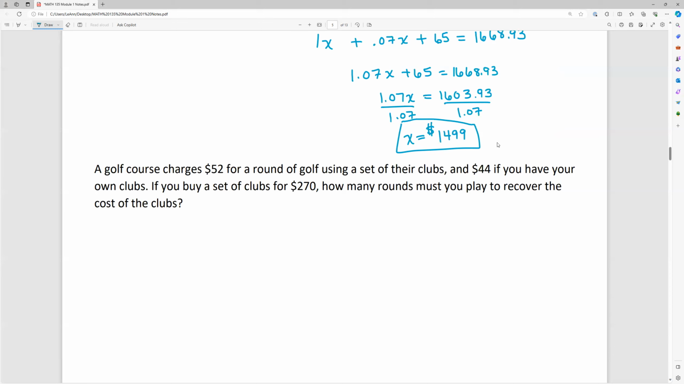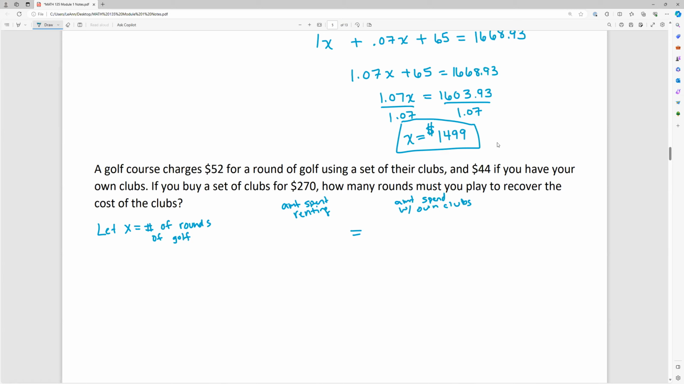So we're going to do two things. First of all, we're going to say let X equal the number of rounds of golf, because that's what they asked us, how many rounds. So recovering the cost of the clubs means that our amount spent renting equals the amount we spend with our own clubs. Okay, we're kind of breaking even on that.